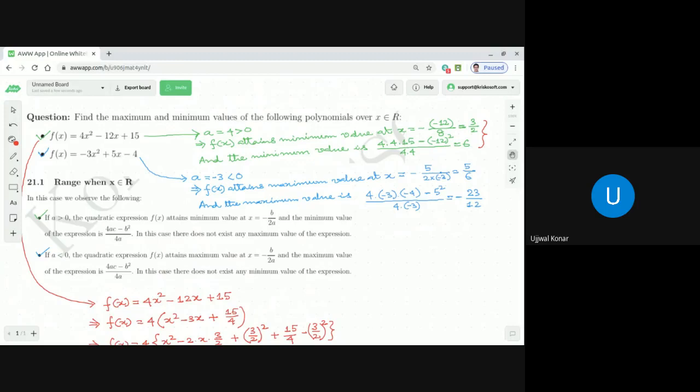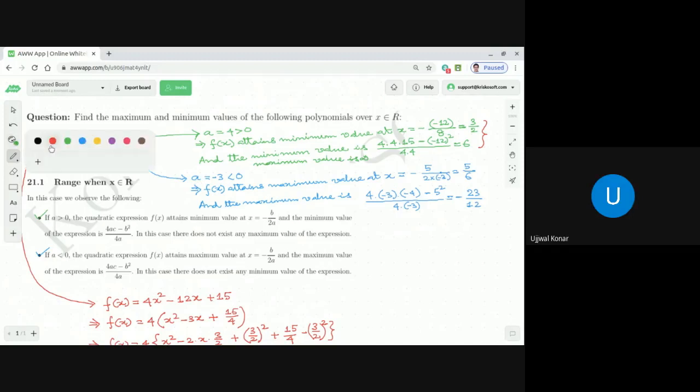The question is to find the maximum and minimum values of this. So for the first case, dear students, we found the minimum value. But what is the maximum value? Maximum value is infinite for the first case, correct or not?